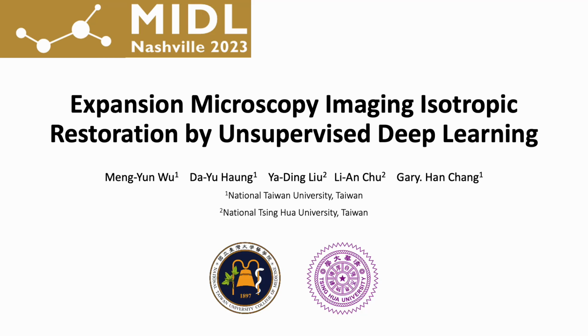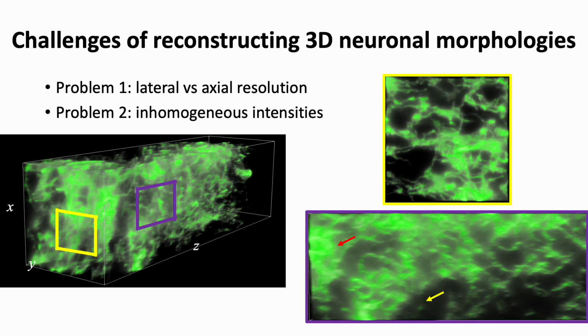We're presenting our paper, Expansion Microscopy Imaging, Isotropic Restoration by Unsupervised Deep Learning. Expansion microscopy combined with light sheet microscopy enables high-resolution mapping of neural connections and pathways at the organ level. However, reconstructing 3D neural morphologies remains challenging due to two factors.